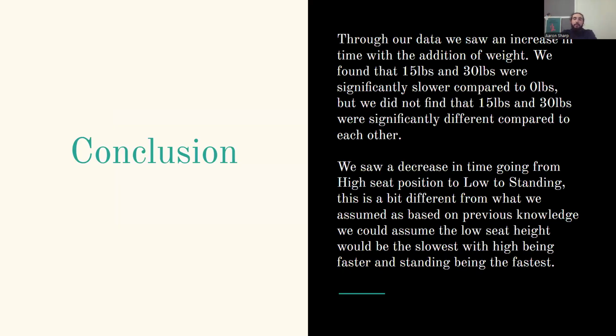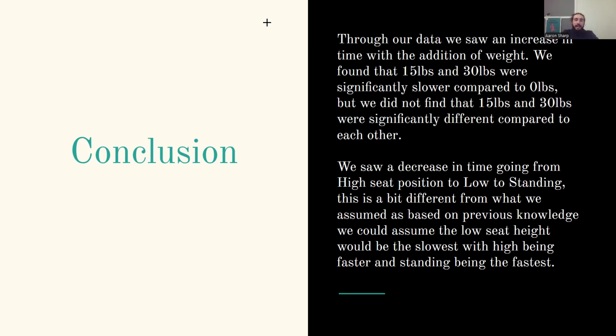So looking through our data, we saw an increase in time with the addition of weight. As you added 15 or 30 pounds to the bike, it got slower. We did not find that 15 and 30 pounds are significantly different from each other, but that just means that adding a little bit of weight to your bike will cause you to slow down, but adding a little bit additional weight won't slow you down as much.